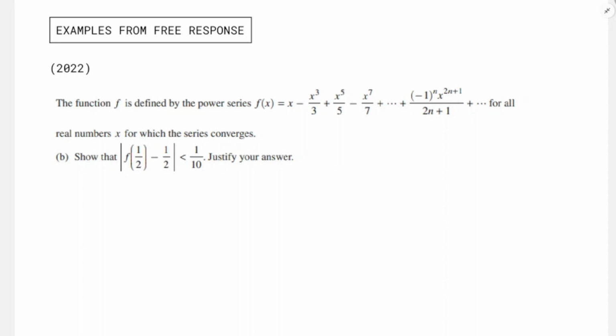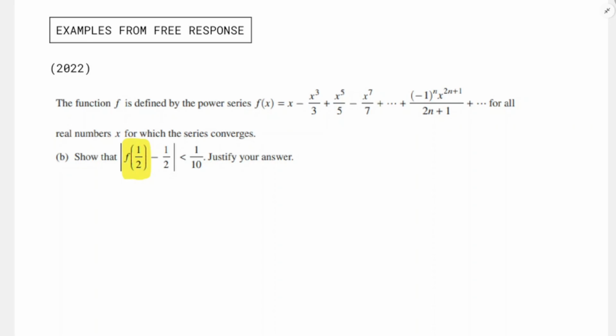Now let's look at some examples from recent free response problems. So in 2022 we had this one, and I think this one was tricky kind of because of its simplicity. The function f defined by the power series here for all real numbers for which the series converges. Show that the absolute value of the difference between f of a half and a half is less than a tenth. Justify your answer.